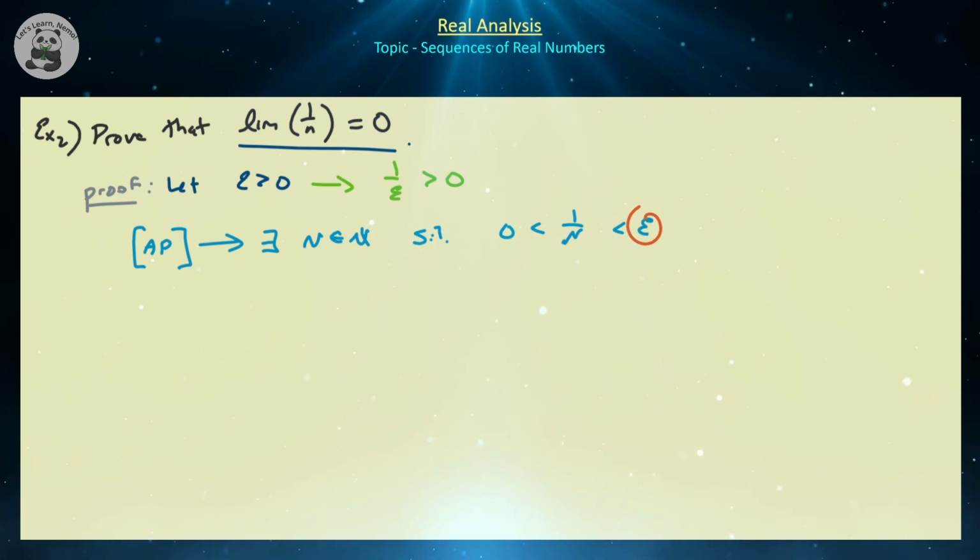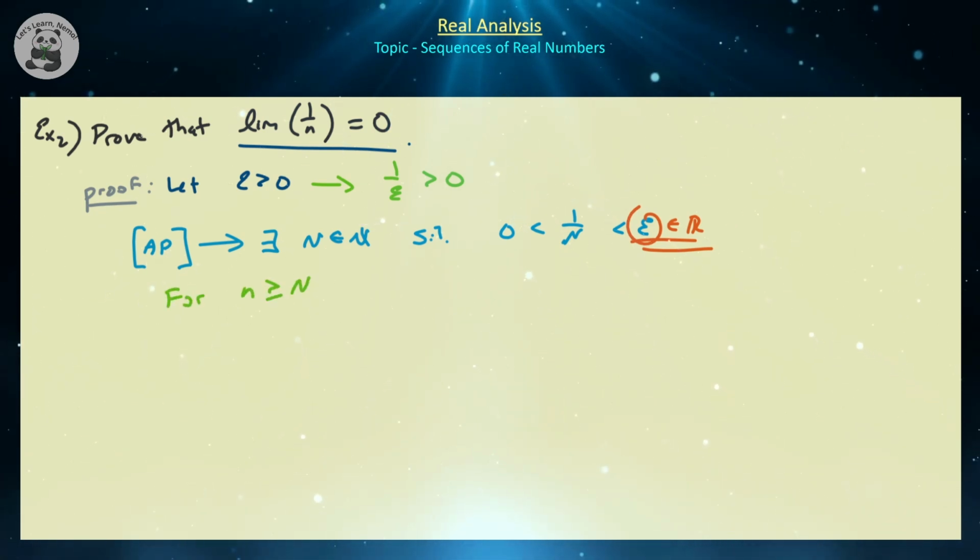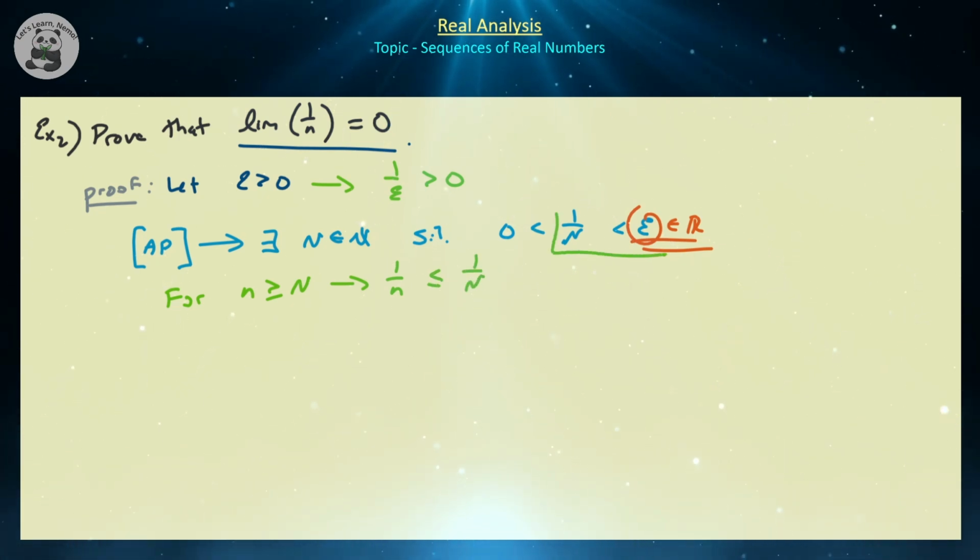So for any positive real number, there always exists a reciprocal of a natural number that's in between 0 and that real number that you've chosen, because epsilon is a real number. If that is the case, then for n bigger than or equal to N, what do we have? If N is the larger of these two, then 1 over n is going to be smaller than or equal to 1 divided by capital N. And we already know that 1 over capital N is less than epsilon, so that gives us this particular distance.